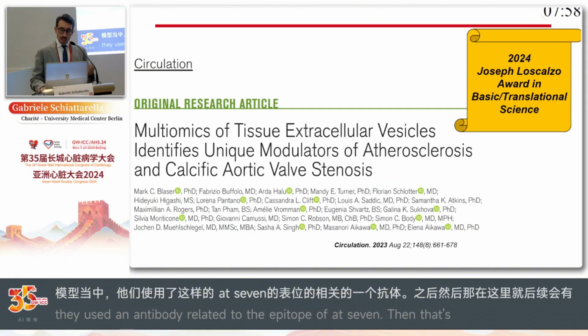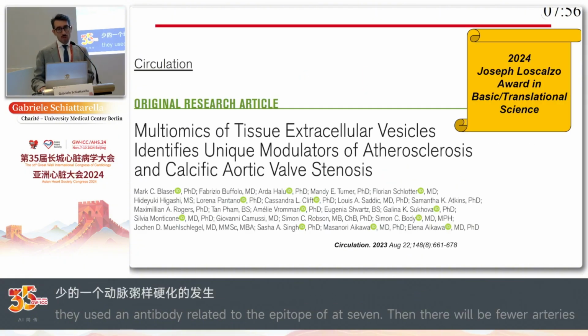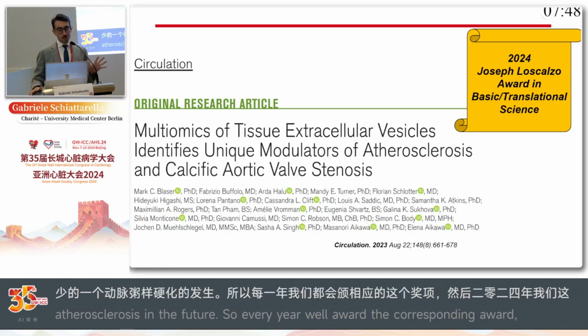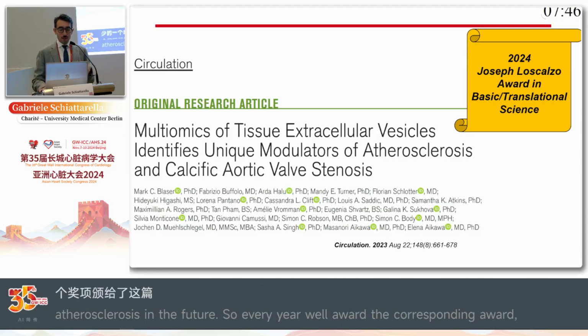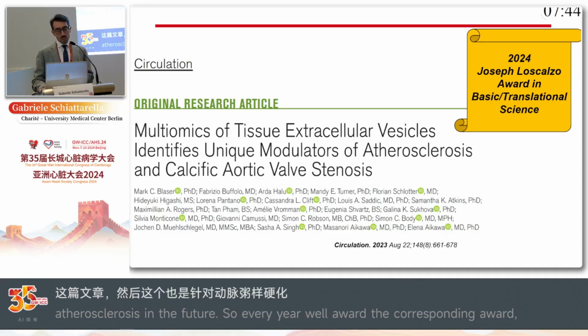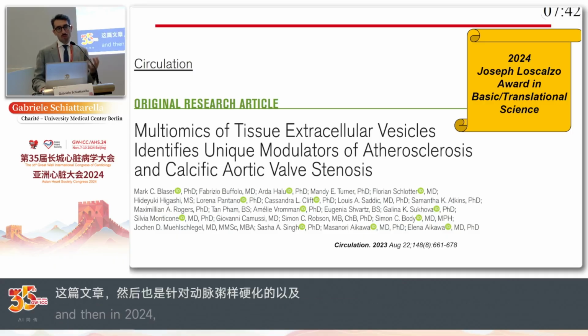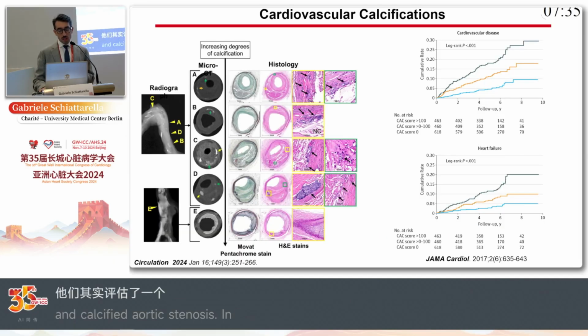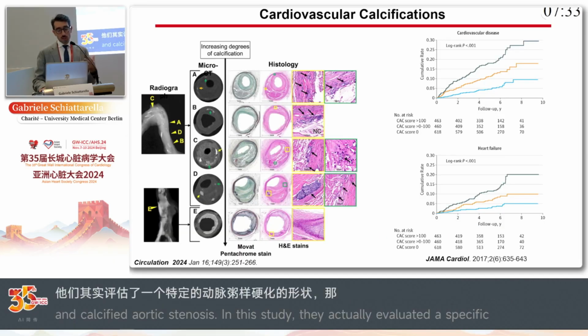So again, we assign this every year. This year, in 2024, the Lo Scalzo Award went to another atherosclerosis paper. We don't assign the award only to atherosclerosis papers, I can assure you. But also in this case, what this investigator did was to investigate a specific form of atherosclerosis, and in particular calcific vessel disease, which is a big and important condition that occurs in human beings.